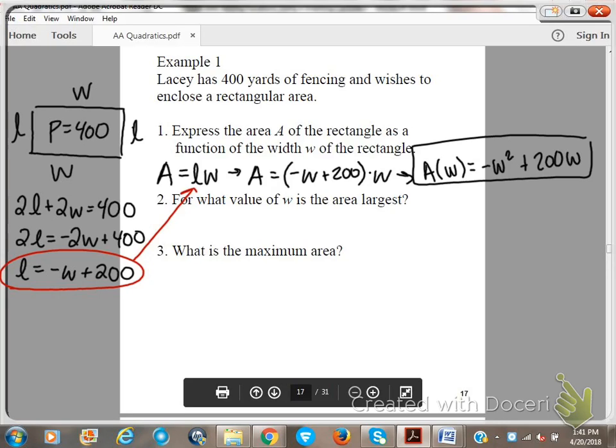Part 2. For what value of W is the area largest? Okay, what's another word for largest? Maximum. Let's talk about a maximum, okay? If we want to find the maximum of that, how are you going to do it? Plug it into a graphing calculator. Get a graphing calculator. So we're getting a graphing calculator. And I believe this is a parabola that opens down.